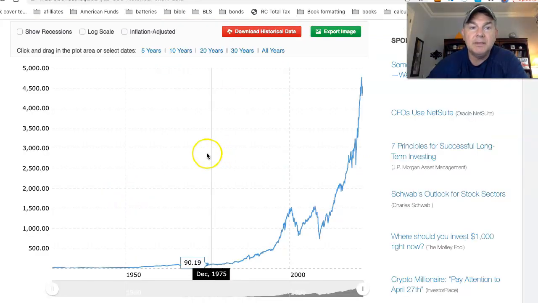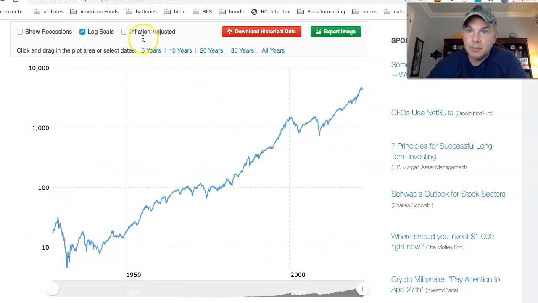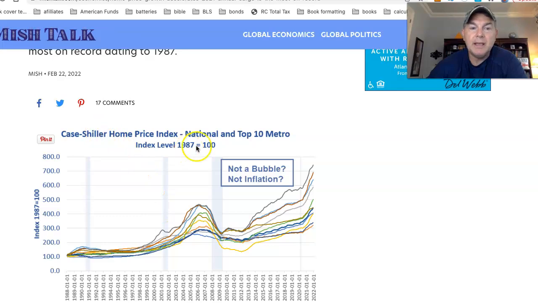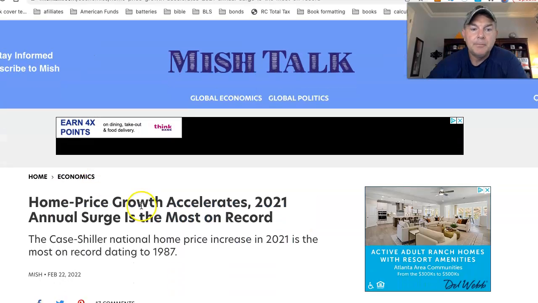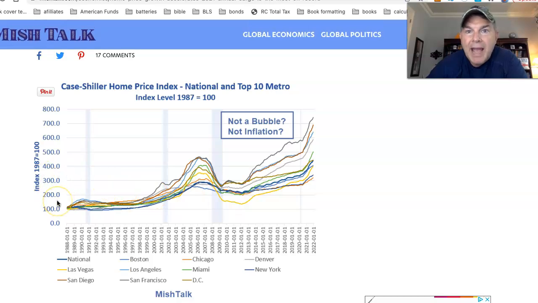And again, going back to this, not percentages, not scaled. Percentages, scaled, all right? So we're going to use this as percentages. But then we're going to show this graph right here, Case-Shiller Home Price Index, and then we're going to say index level 100 in 1987, and we're going to show this bubble. He says, not a bubble, not inflation? Because he's saying from right here to right there, so obviously a bubble. From 2009 to today is obviously a bubble. But we're using percentages. Home price accelerates the most on record, the percentages, but we're showing it on a graph to show it as a bubble on a graph that's not logged.